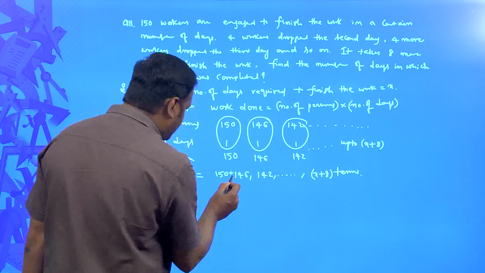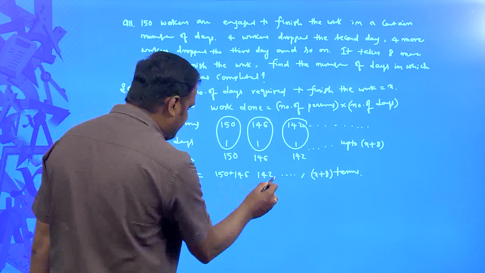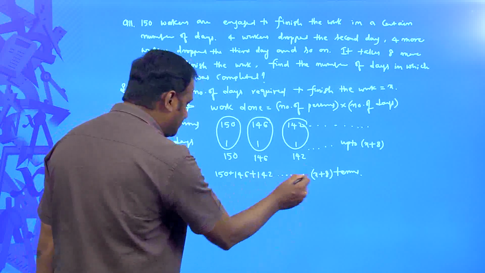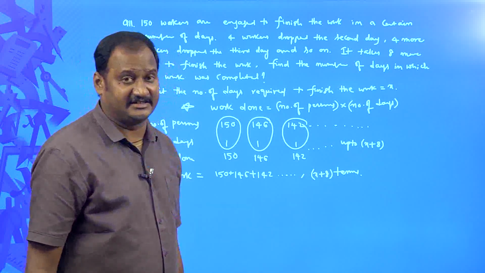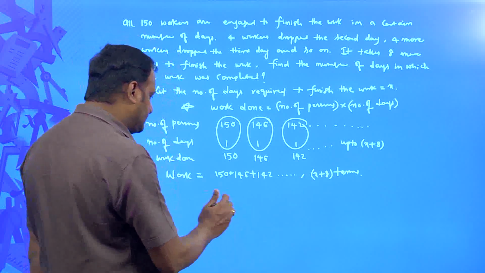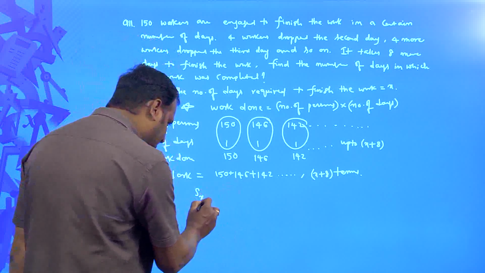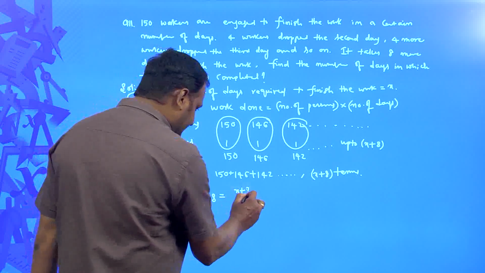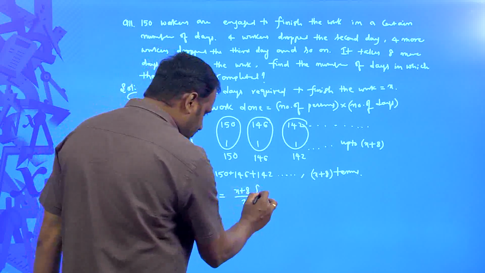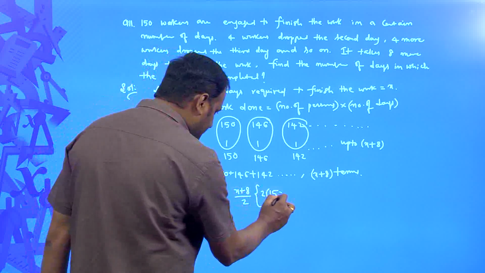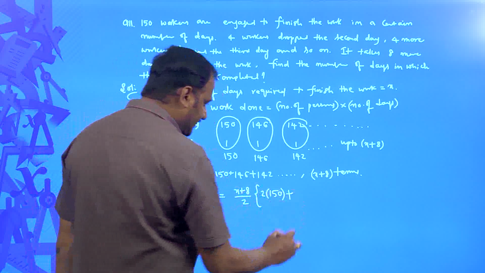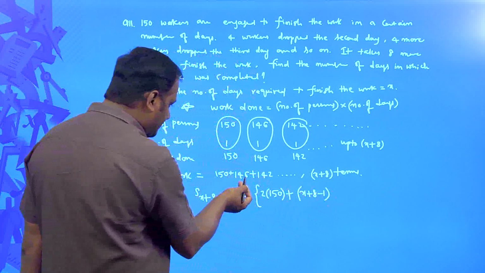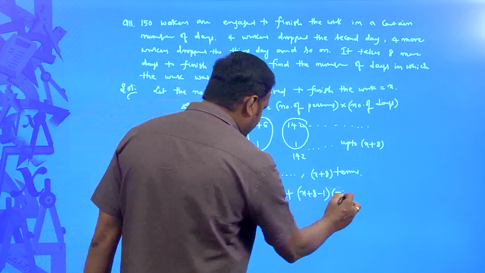So, when I add all these pieces of work, it would be 150 plus 146 plus 142 plus so on. How many terms are there? x plus 8 terms are there. So I am going to find out the sum of x plus 8 terms. The sum is n by 2, that means x plus 8 divided by 2, into 2a, which is 2 into 150, plus n minus 1, that is x plus 8 minus 1, into d, which is 146 minus 150, equal to negative 4.